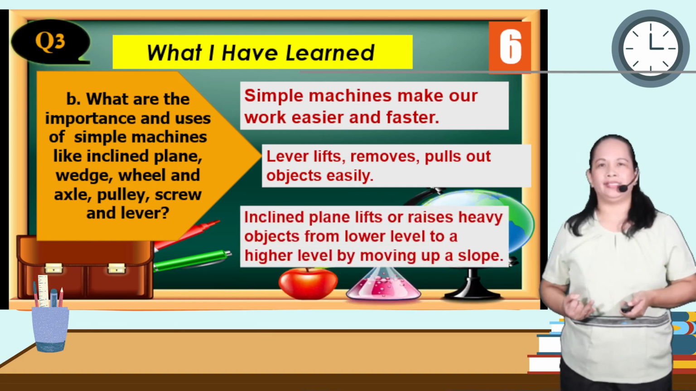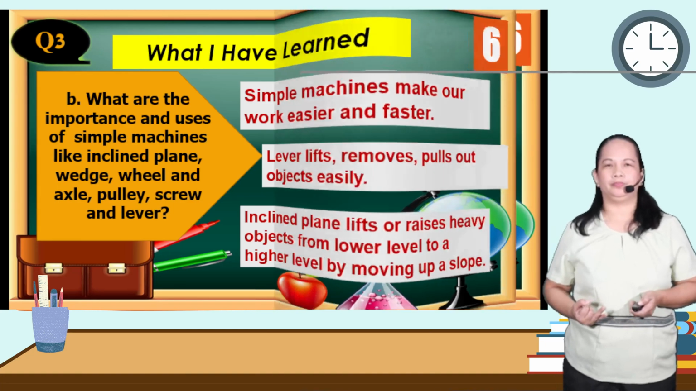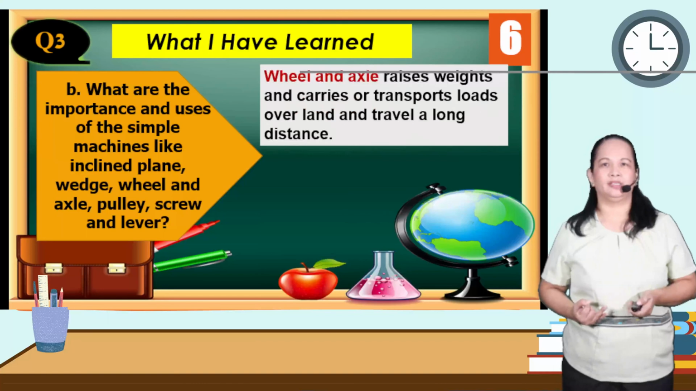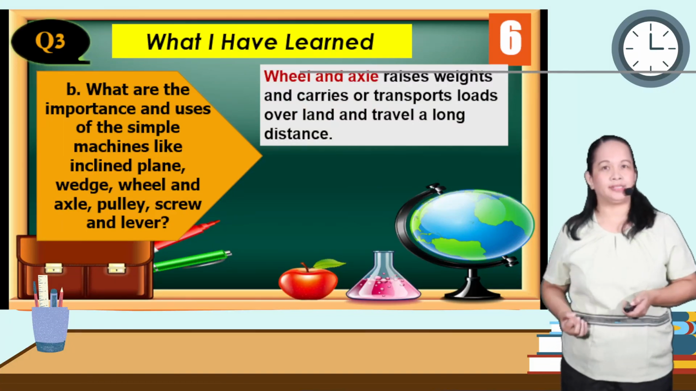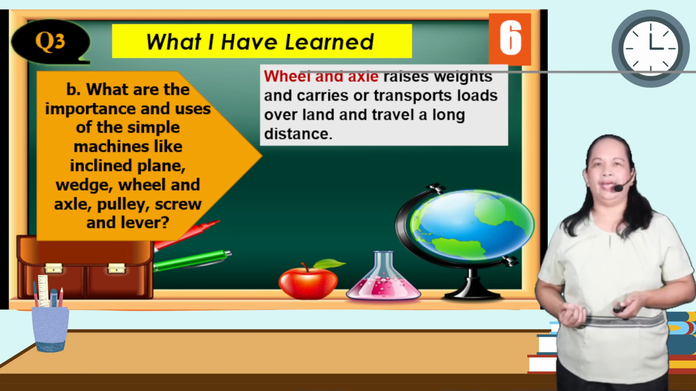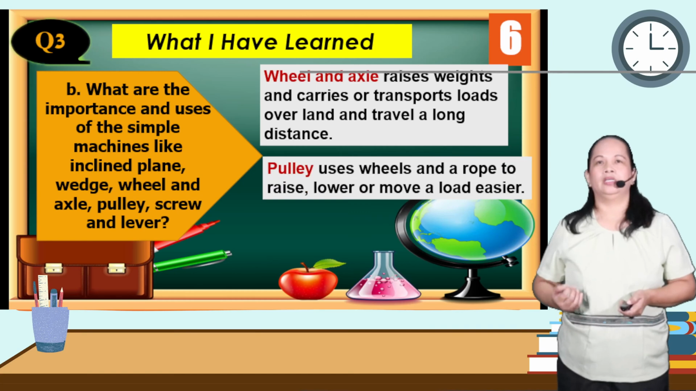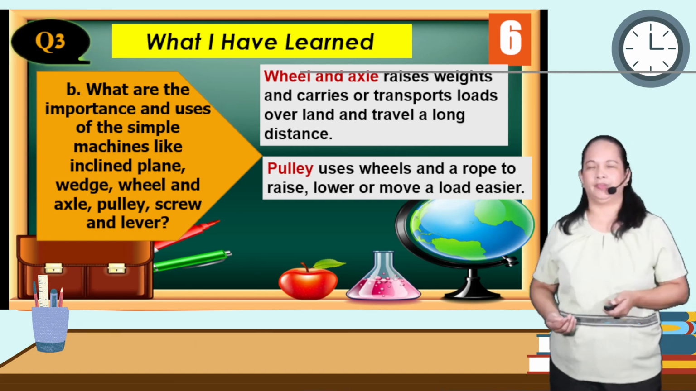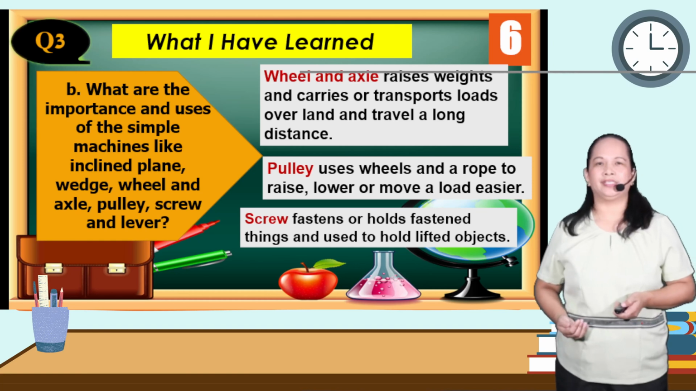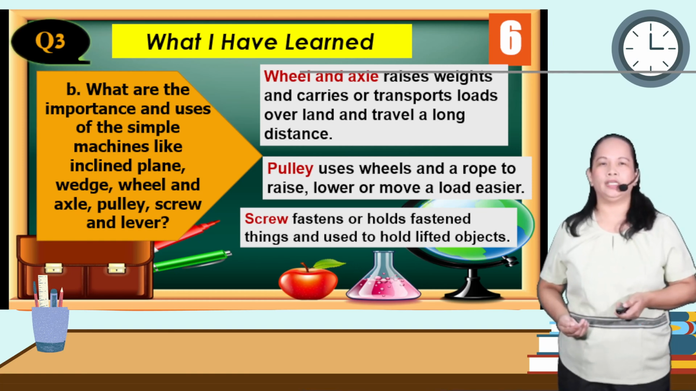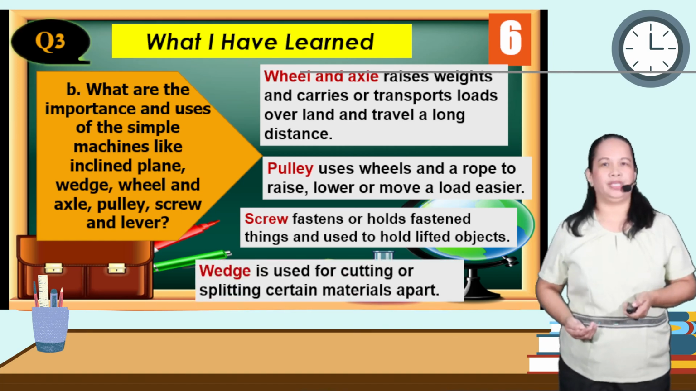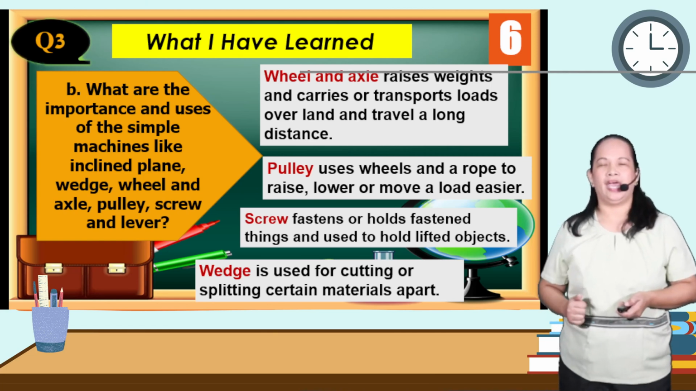Inclined plane lifts or raises heavy objects from a lower level to a higher level by moving up a slope. What else? Okay, wheel and axle raises weights and carries or transports loads over land and travels a long distance. Pulley uses wheels and a rope to raise, lower, and move a load easier. While the screw fastens or holds things and is used to hold lifted objects. And the wedge is used for cutting or splitting certain materials apart. Very good, grade 6 learners. I know that some of these are the possible answers that I can get from you.